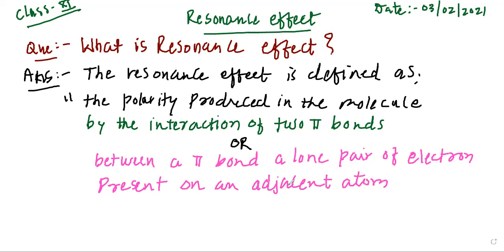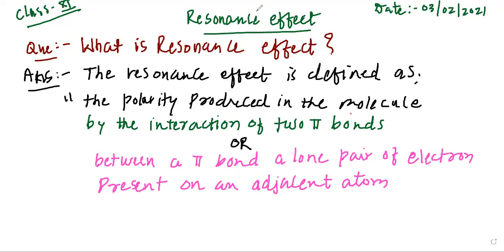So please remember, my dear students, that due to the resonance effect, polarity is produced in the molecule. This polarity is produced by the interaction of two pi bonds, or by the interaction of a pi bond and a lone pair present on the adjacent atom. So this is how, my dear students, we can define the resonance effect. Now, if you could not understand anything, you can ask me. बच्चों ये जो मैंने रेजोनेंस इफेक्ट आपको समझाया है, उसमें अगर आपको कुछ समझ में नहीं आ रहा है तो आप लोग मुझसे पूछ सकते हैं। कुछ पूछना चाहेंगे बच्चों?